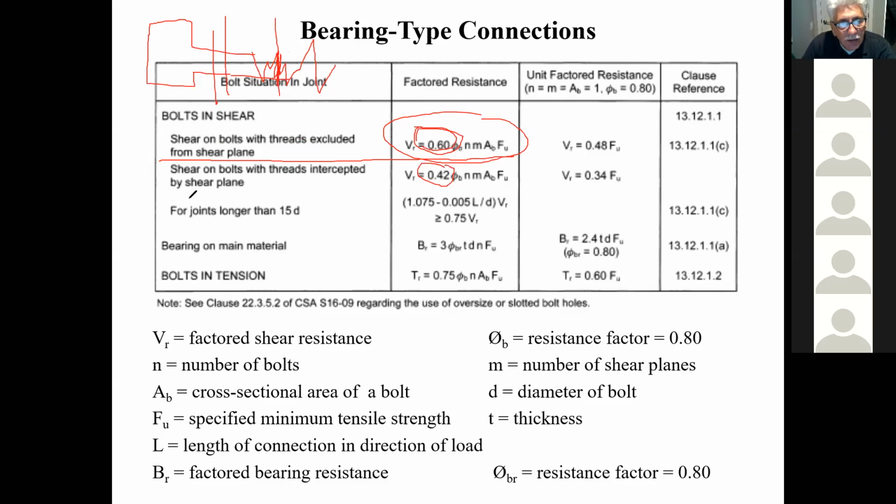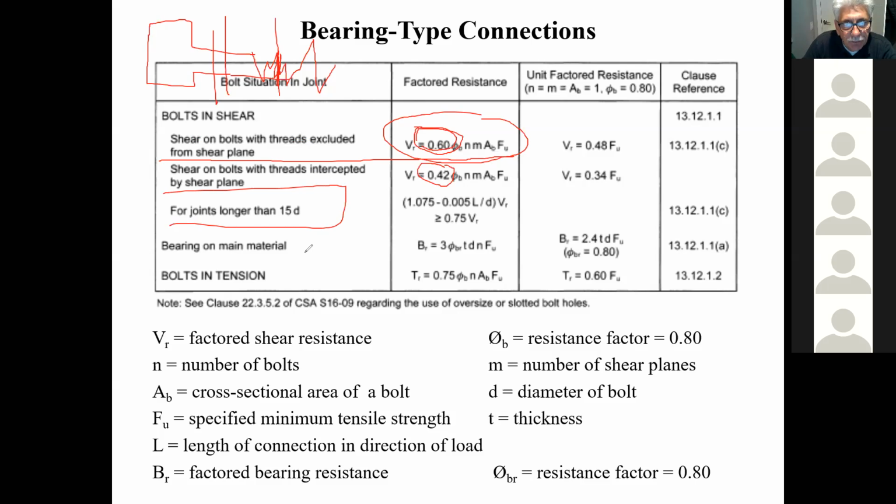Okay. Now, if you happen to have long joints, you have to use a reduction factor. I won't get into that because we're not going to get into that ourselves. Okay. And bearing. First of all, I'm going to explain to you what bearing is. Bearing means that one surface is pushing against another surface.